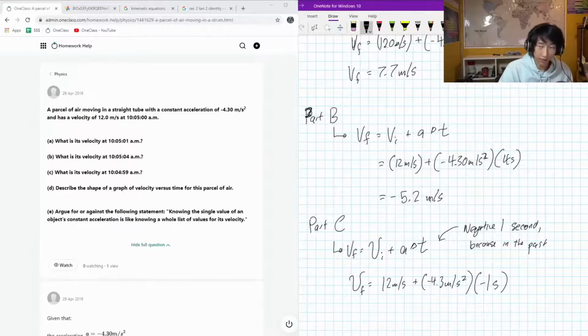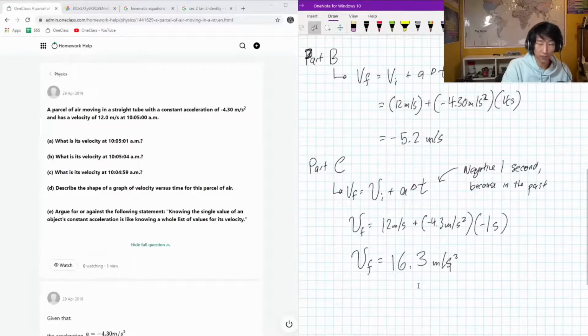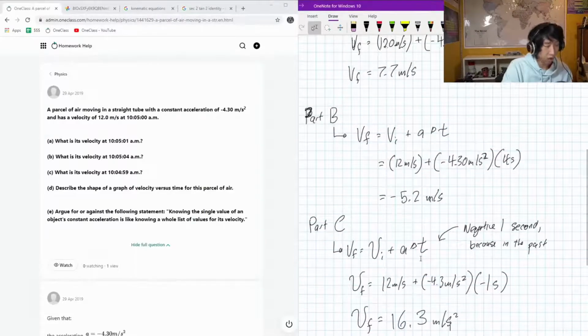Okay, so you see those negatives cancel each other out. So this is just going to be 12 plus 4.3. That's going to be VF equals 16.3 meters per second squared. Okay, and that's going to be the velocity 1 second before. Okay, cool.